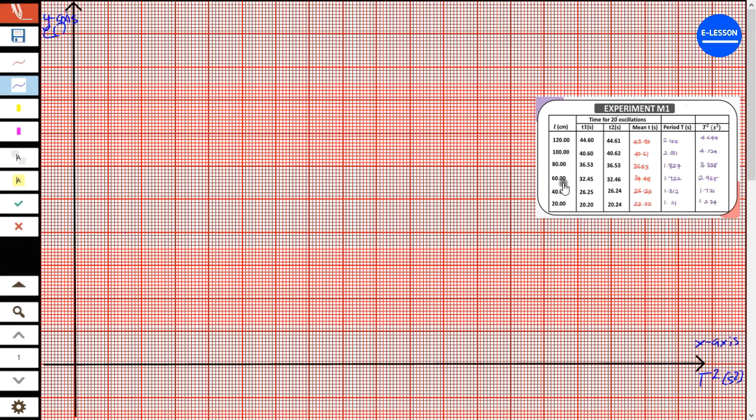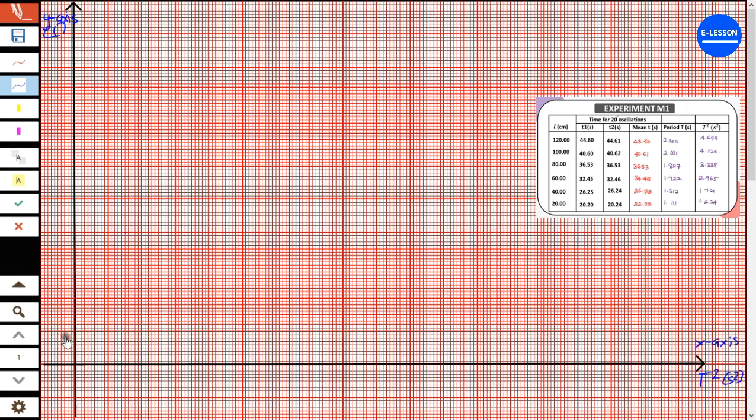This is 1, 2, 3, 4, 5, 6. Are you getting it? Then we have 6. I think we cannot use 2 centimeters. So let's say from here to here is 1 cm.